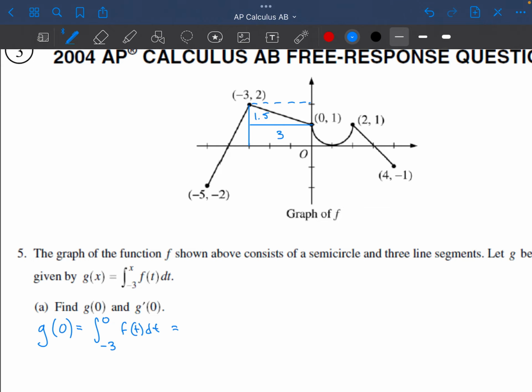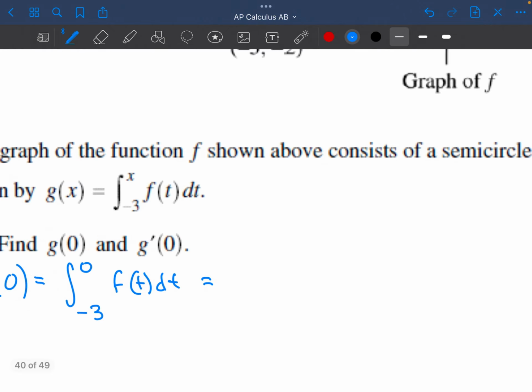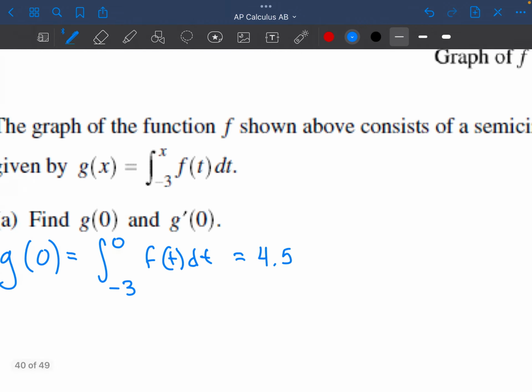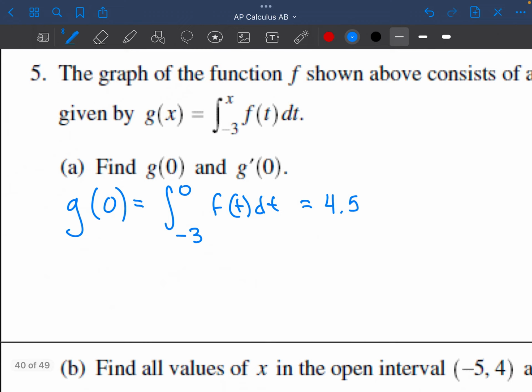And if I add those together, I get 4.5. So come down here. That area is exactly 4.5. Excellent. Moving on to g prime of 0. Well, g prime of x we need to find first, and then once we know what the derivative of our accumulation integral is, we can plug in 0.